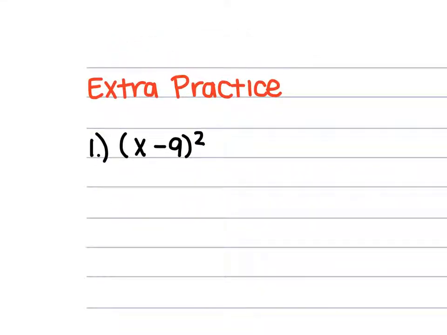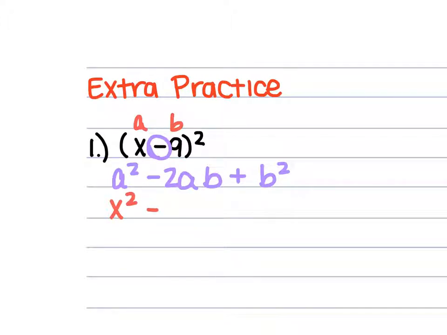Some extra practice problems here. For 1, we have x minus 9 squared. We have a negative there, so we're going to use a squared minus 2 times a times b plus b squared. So a is x, b is 9. So x squared minus 2 times x times 9 is going to be negative 18x, and then the 9 squared is 81. So x squared minus 18x plus 81.